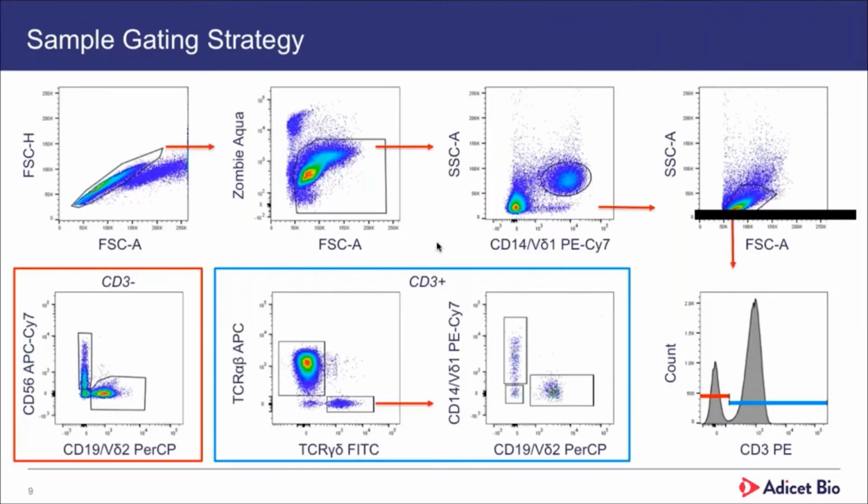Now, the thing you'll notice here is that the gamma delta frequency in starting material, which is what's shown here, is pretty low, less than 2% of starting total T cell fraction. So we need to be able to have high resolution on this particular population.